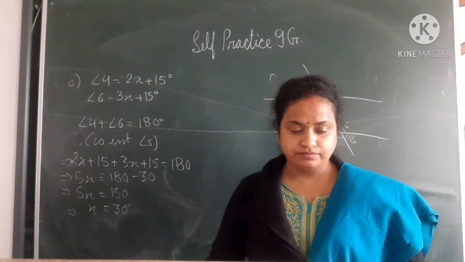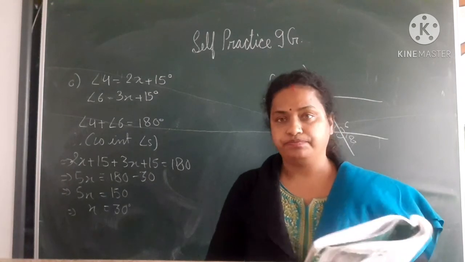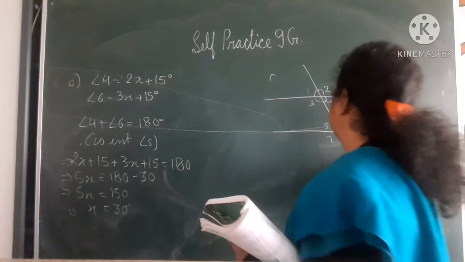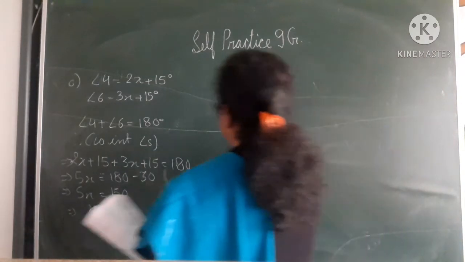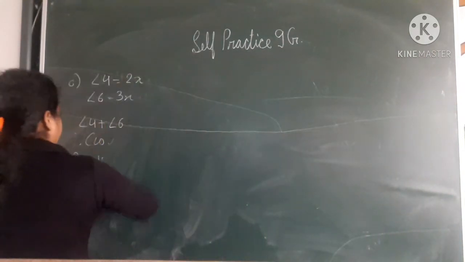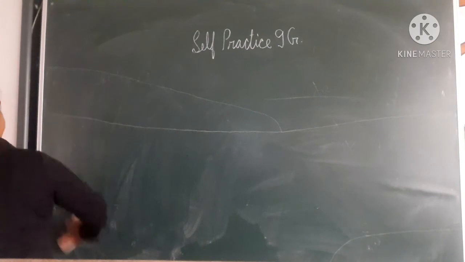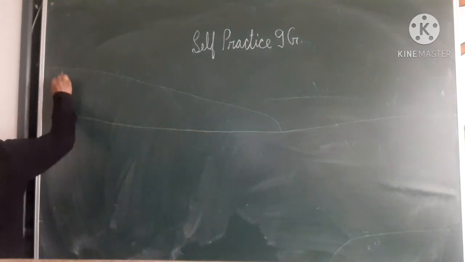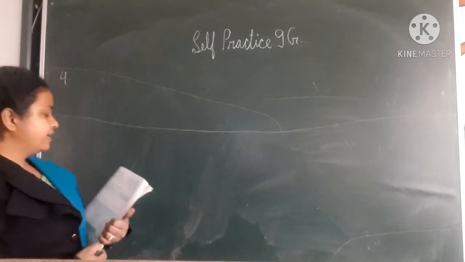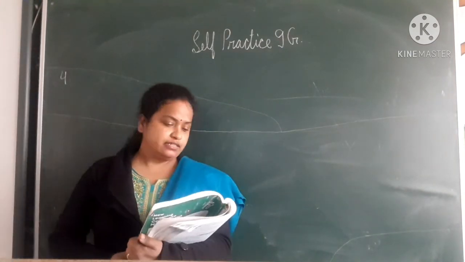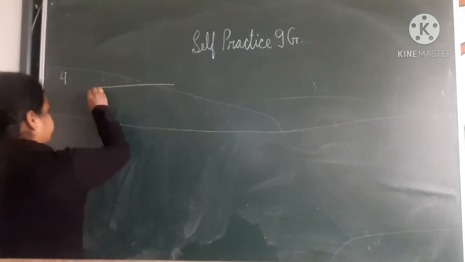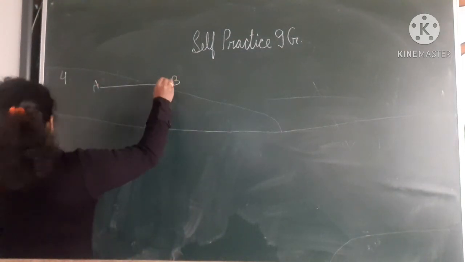Now the last question, number 4. What you have to see, which of the lines are parallel to each other? Now, is AB parallel to CD? Give reason for your answer. So you see AB. Okay.